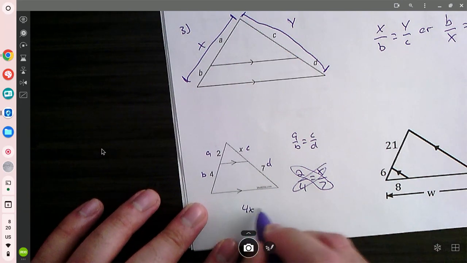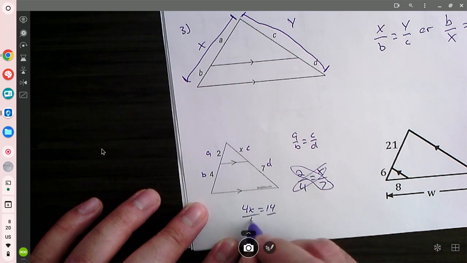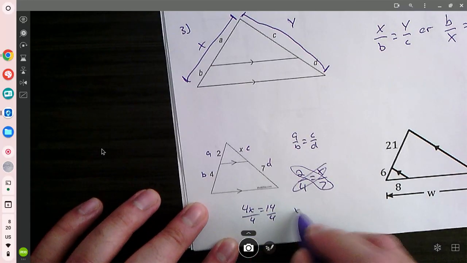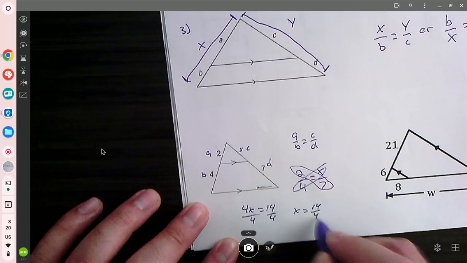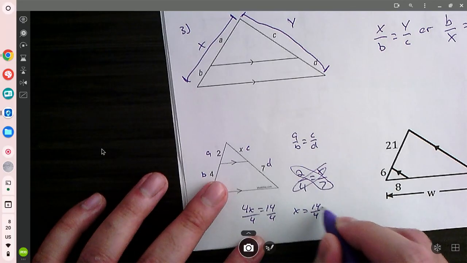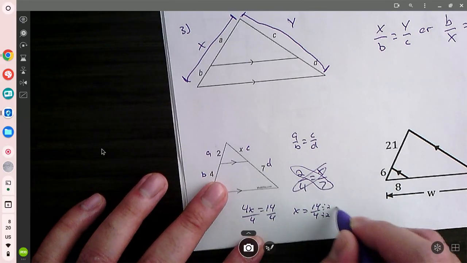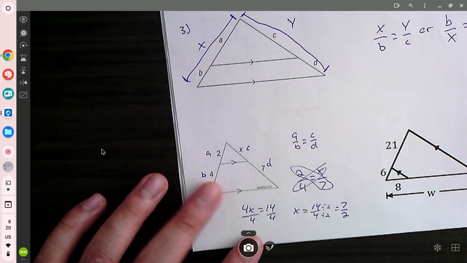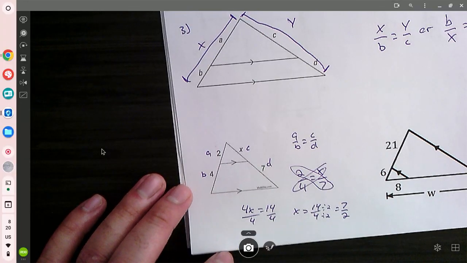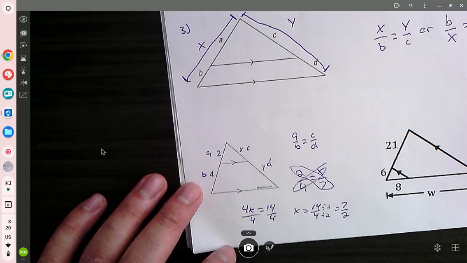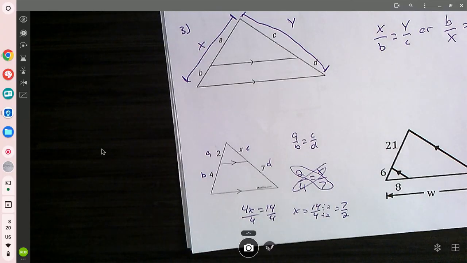We have 4x is equal to 14. Divide by 4, divide by 4. That means our x is equal to 14 over 4. Dividing everything by 2, which will equal 7 over 2. Was that what you got? That was not what you got. You got 3 over 2, right? Yeah. So then your method did not work, sir.